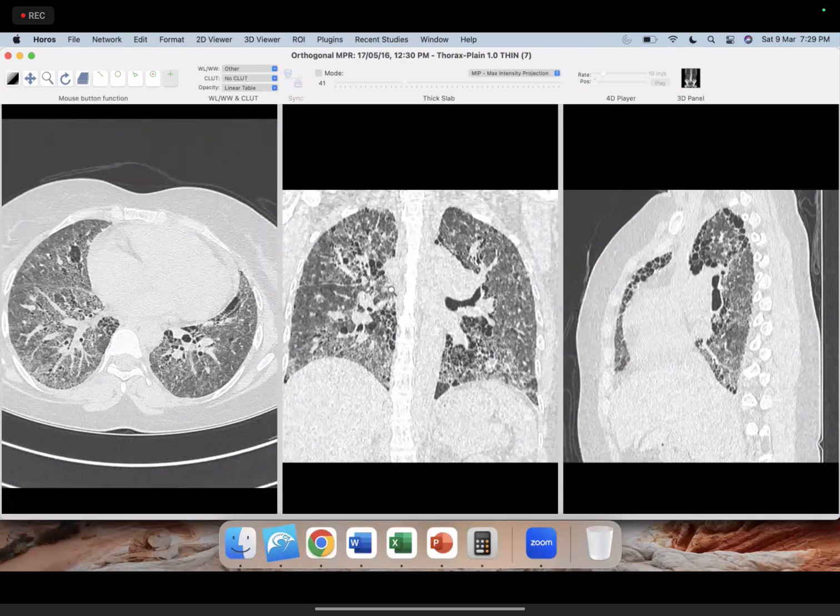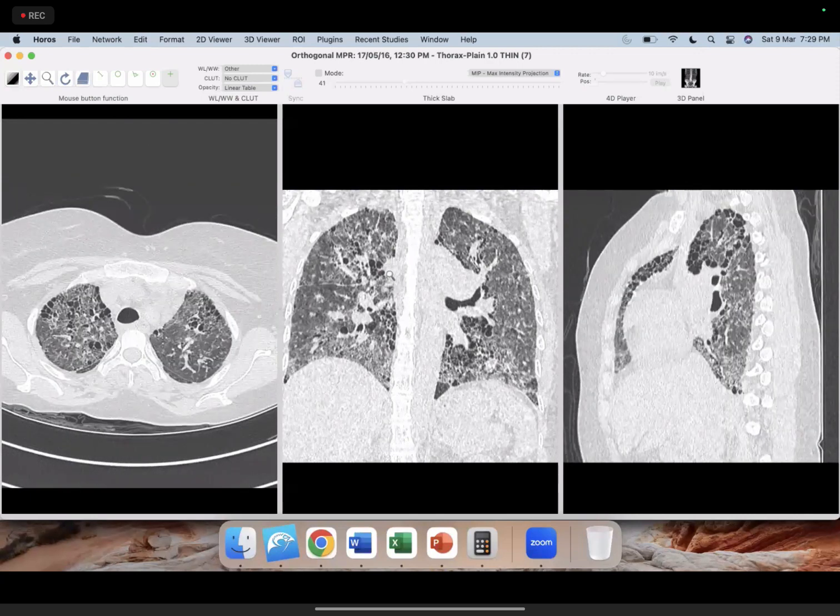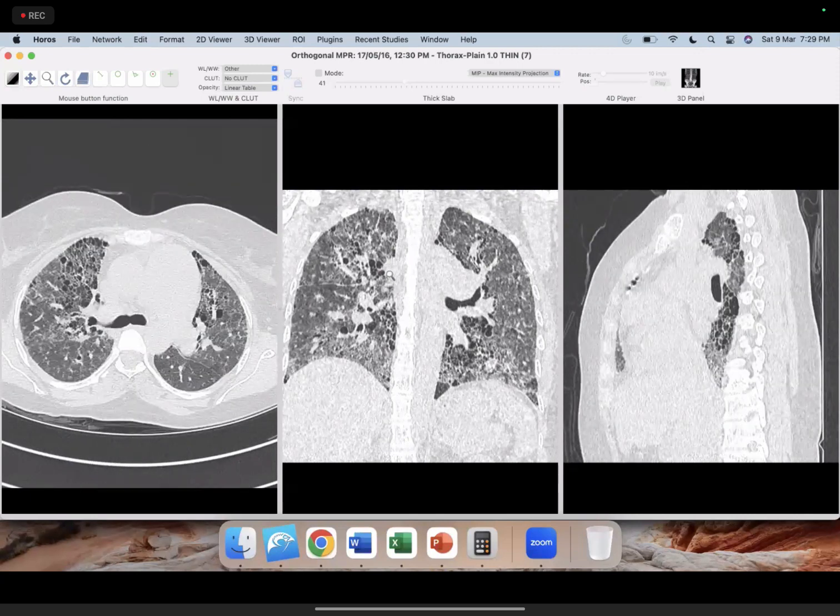So again, as far as the classification goes, what do you call this pattern? In which bucket will you put this? Can you call this typical UIP? No, because we already discussed the distribution and everything is different. Plus, you see significant other signs like ground glass, etc. You can't even call it probable UIP. There is honeycombing, so you don't think this is indeterminate.